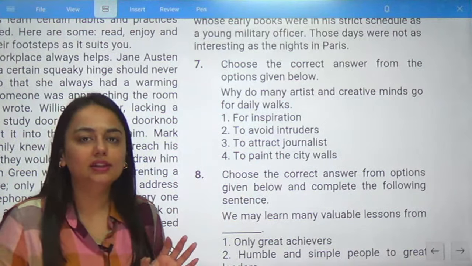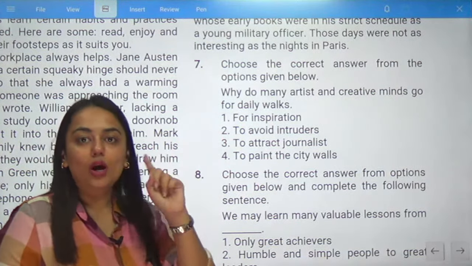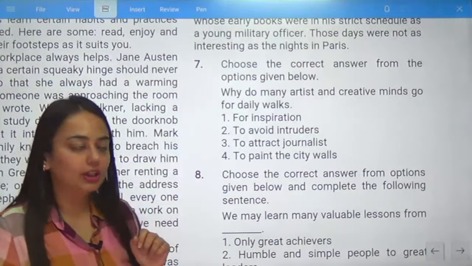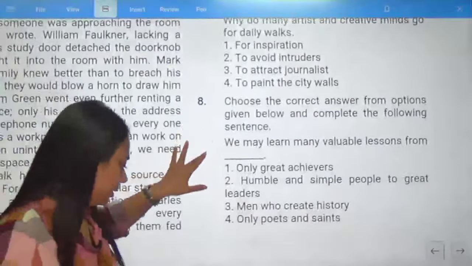Very easy answer. You can score your 1 mark from here within seconds. The answer is first one. वो inspiration के लिए जाते थे. Yes, very good.